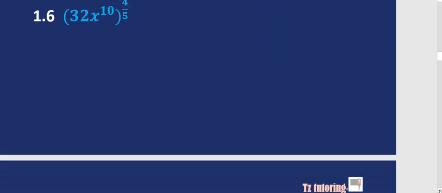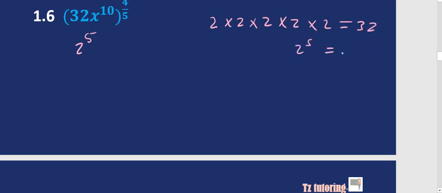Okay, so how could we write 32 as a base and with an exponent? Of course, we use our prime numbers. We could use 2. Of course, 2 to the power of 5 will give us 32, because 2 times 2 is 4, 4 times 2 is 8, 8 times 2 is 16, 16 times 2 is 32. So therefore, 2 to the power of 5 gives us 32.